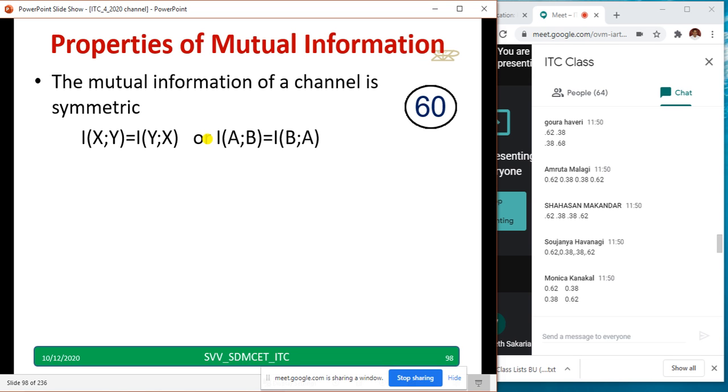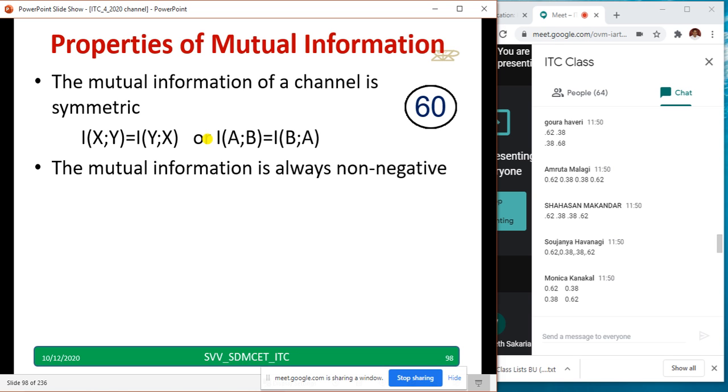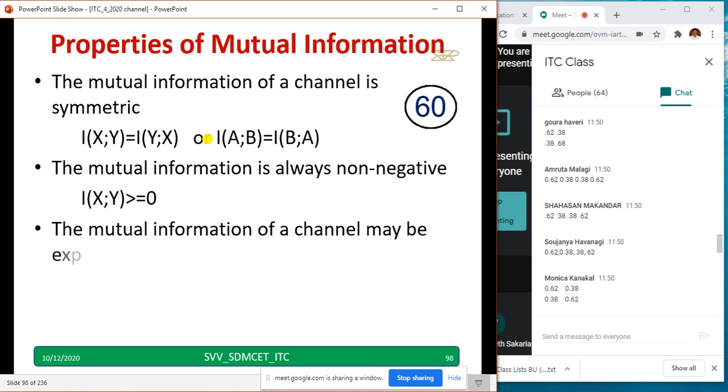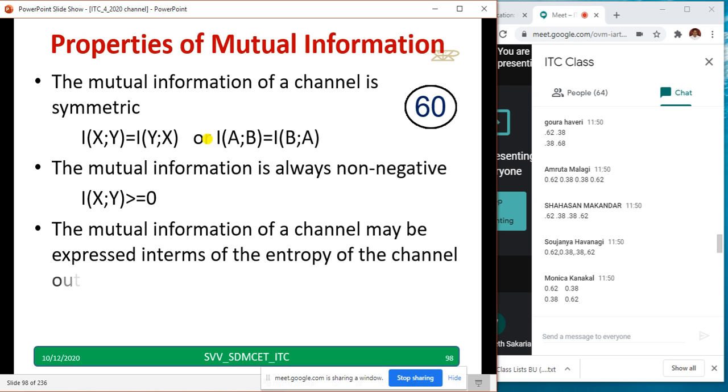I have 5-6 points. I want you people to just go through these sentences. They are easily understandable. The mutual information is always non-negative. You will get positive values only. I of x comma y is always greater than or equal to 0. And the mutual information of a channel may be expressed in terms of the entropy of the channel. So that equation you can see and note down.